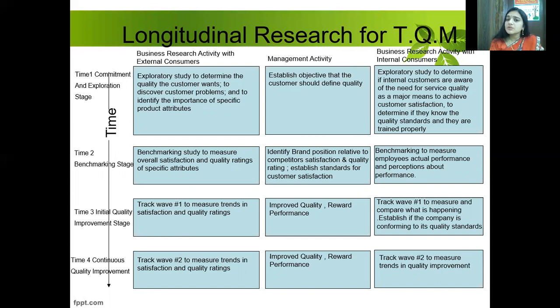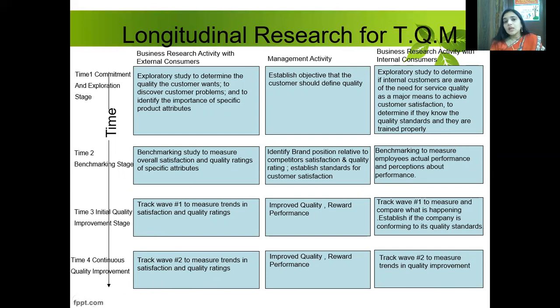Then track for internal consumers is to measure and compare what is happening, or establish if the company is conforming to its quality standards or not, so as to tell them whether they are rewarded or not. Then last is continuous quality improvement. Track 2, final track, whether quality has improved or not, to measure trends in satisfaction and quality ratings again.